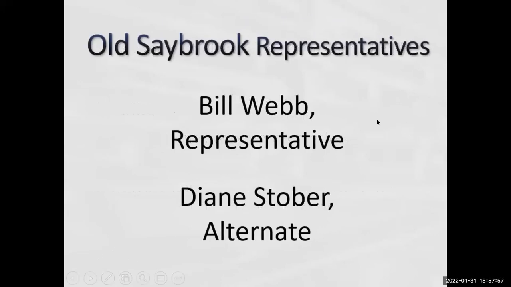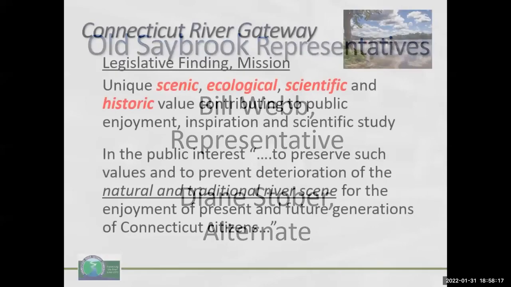As I said, Bill Webb is your representative and Diane Stober is the alternate. On any votes taken, the representative is the vote for the town. If the representative isn't at the meeting or recuses themselves for some reason, then the alternate votes in their place.